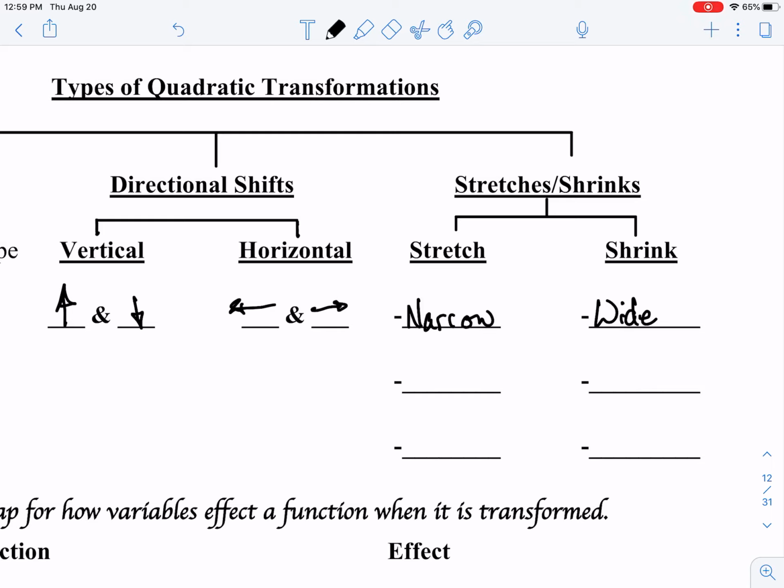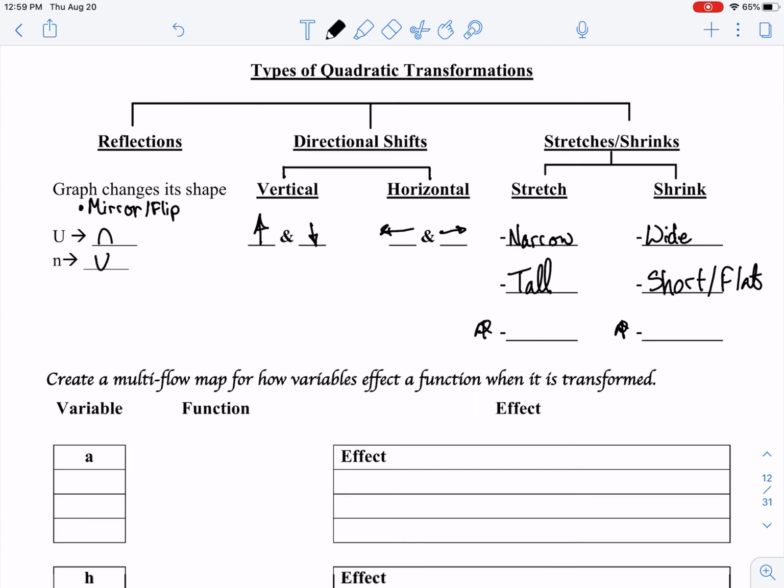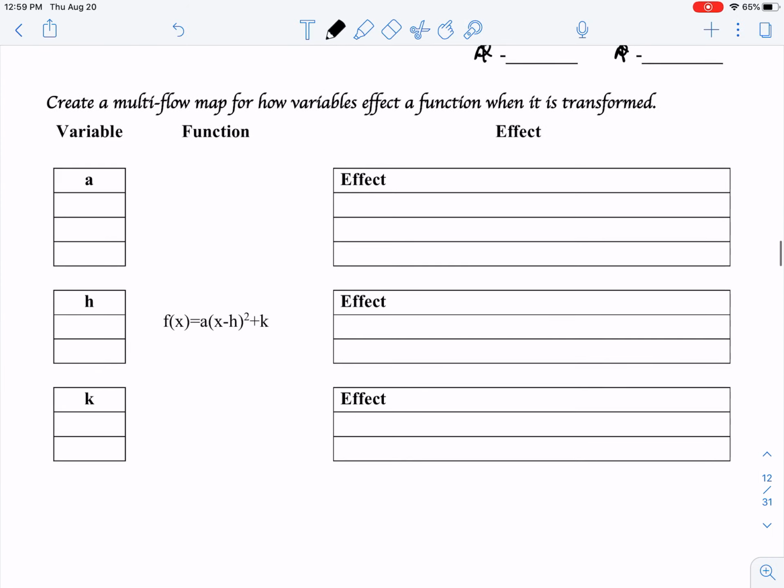I'll say a stretch is extremely tall, whereas a shrink is very short and flat. I'm going to save these two. What I want y'all to do is think of words that could fit here after we go through and do some examples. Once we actually do some examples, we'll come back in and fill out this multi-flow map.